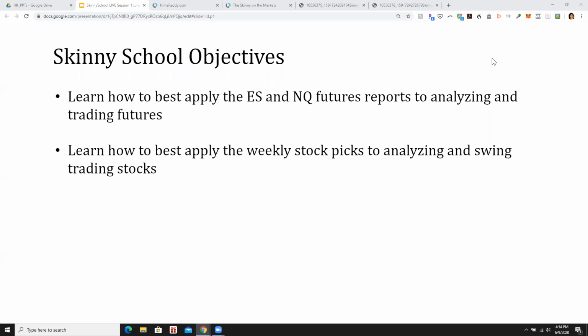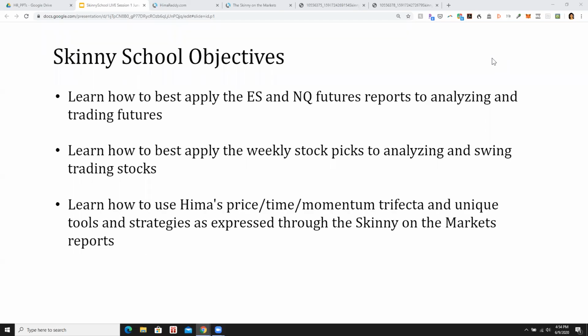Learn how to best apply the weekly stock picks to analyzing and swing trading stocks. The Skinny on Stocks is the third report in the current bundle, and we want to make sure that you guys understand that out of the gate and are able to best apply it.